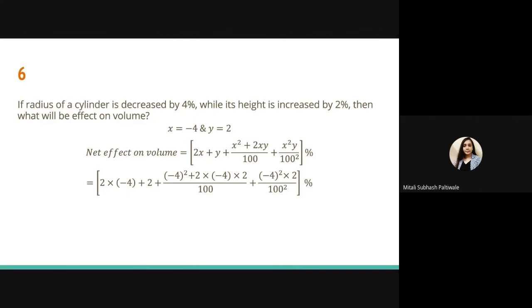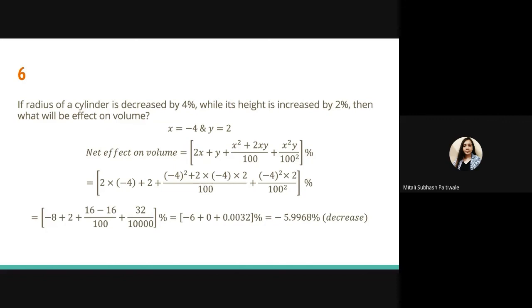Okay, after putting in the values, we will get the answer as minus 8 plus 2 plus 16 minus 16 plus by 100 plus 32 by 10,000. Now, after solving this, we will get the answer as minus 5.9968. Always remember that a minus sign will always show you that you are getting into a loss. So you are actually getting into a loss. That's it.